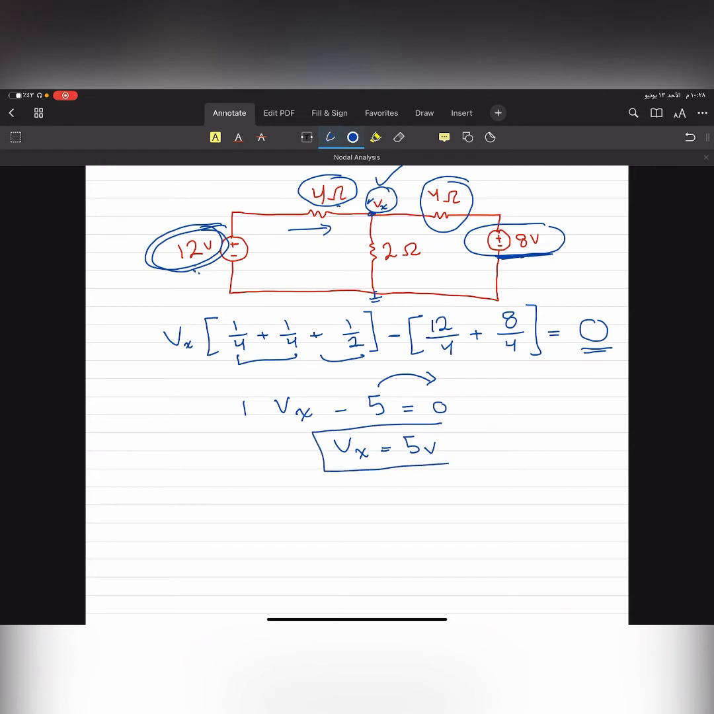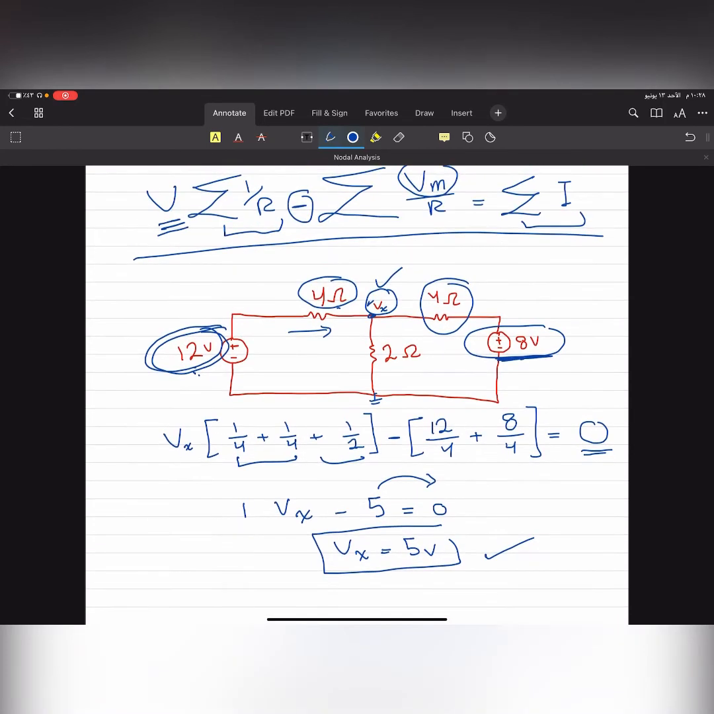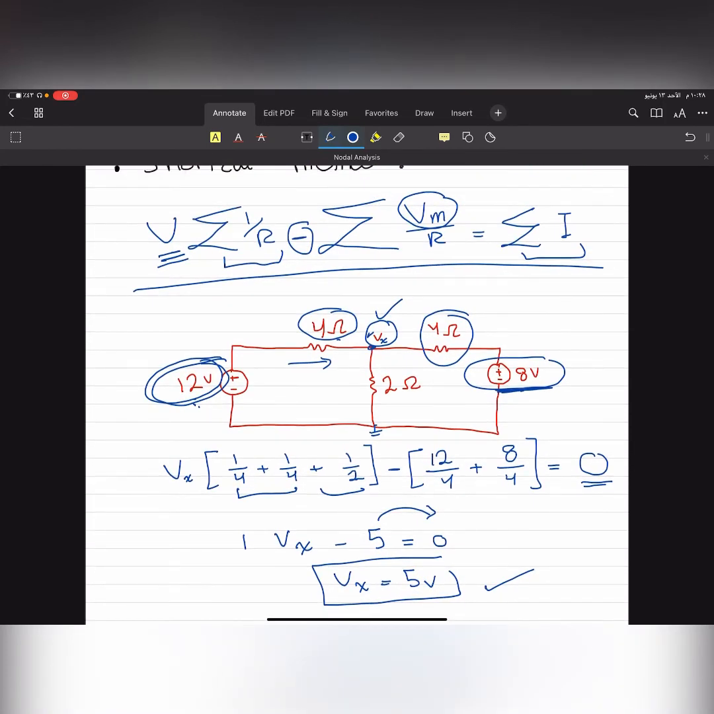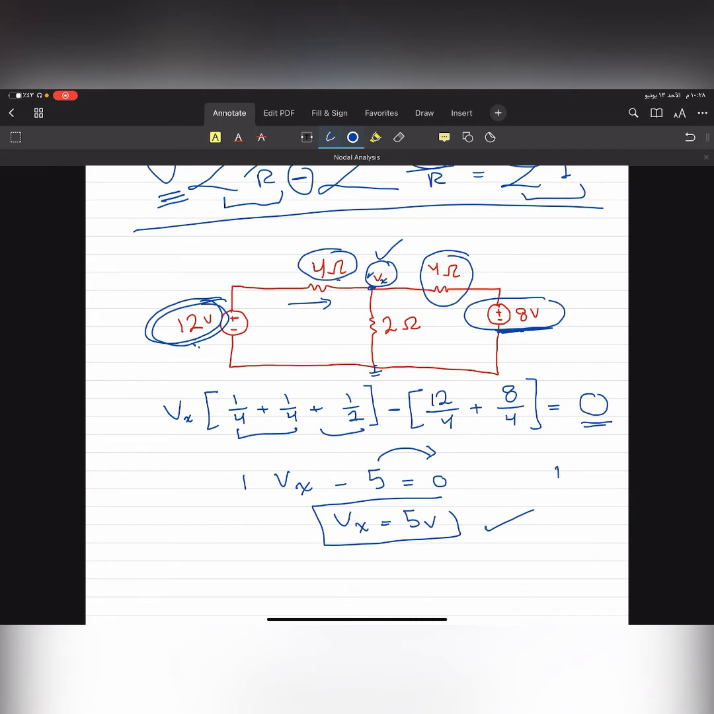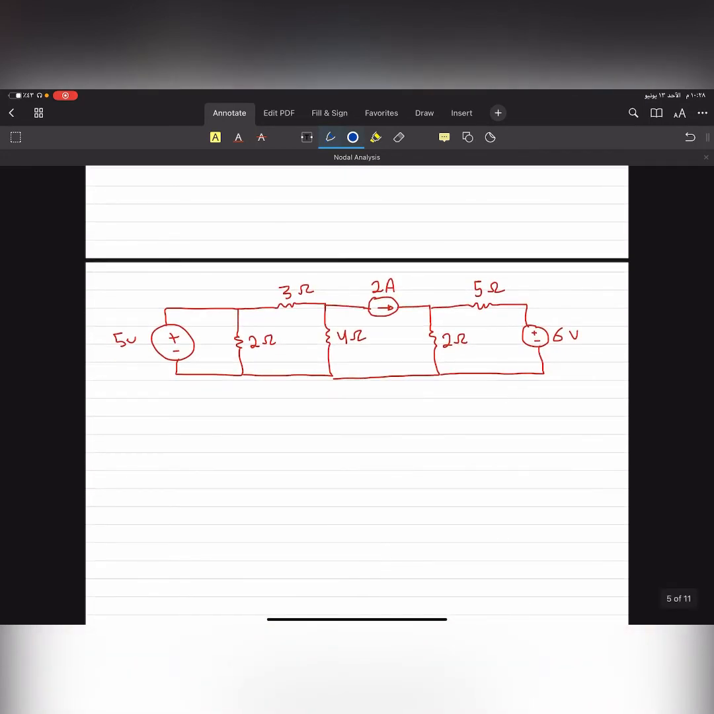You see how fast I solved this one? So this shortcut method actually is very relaxing, and I just feel it's better than the actual method. I personally solve all nodal analysis problems using this technique. Here I have another problem.